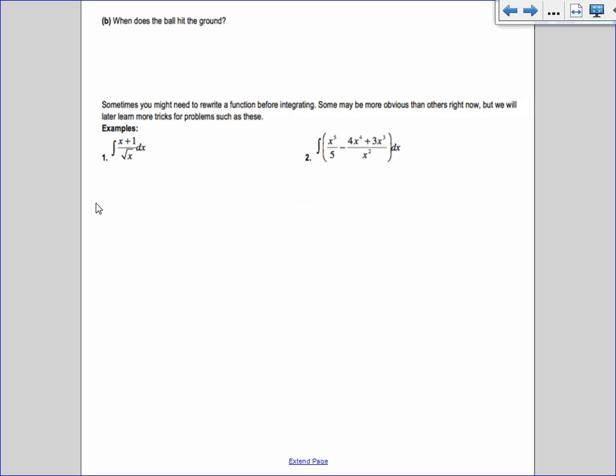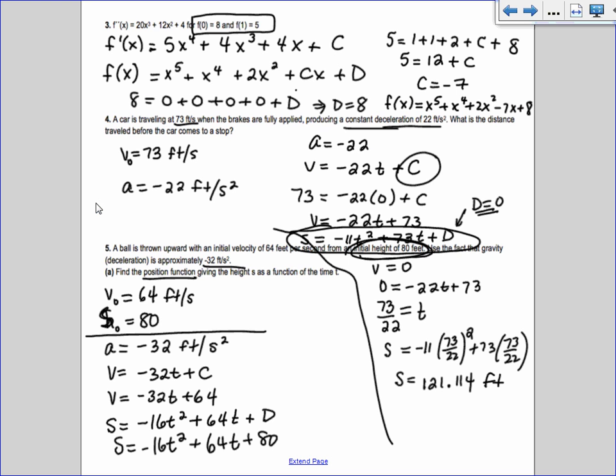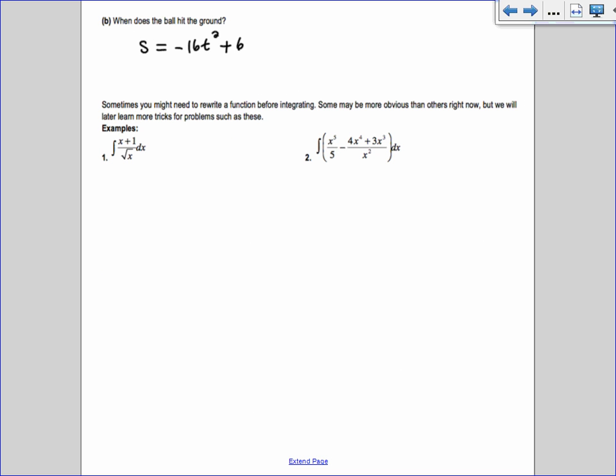Okay, so the next one says, when does the ball hit the ground? So what am I finding if I'm finding when the ball hits the ground? Yeah, when it equals 0, right? When the height, or the S in this case, is 0. So I set it equal to 0. I think I made it so this one factors. So I'm going to pull out the negative 16. I'm going to have t squared minus 4t minus 5. So I get t minus 5 and t plus 1. So I get t equals 5 and t equals negative 1.